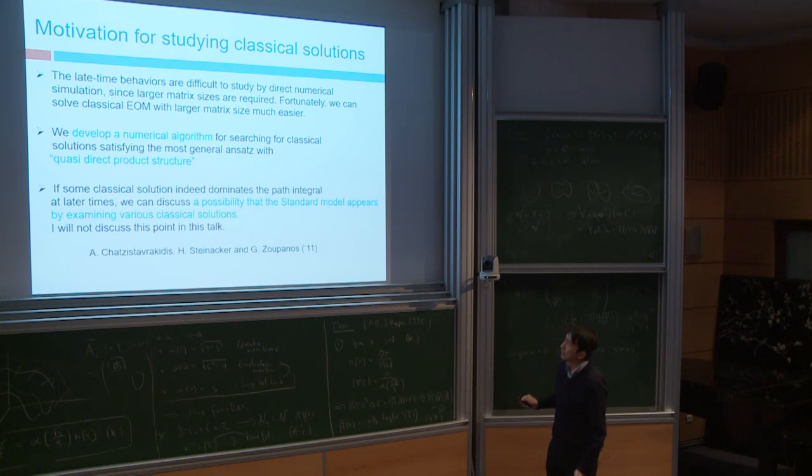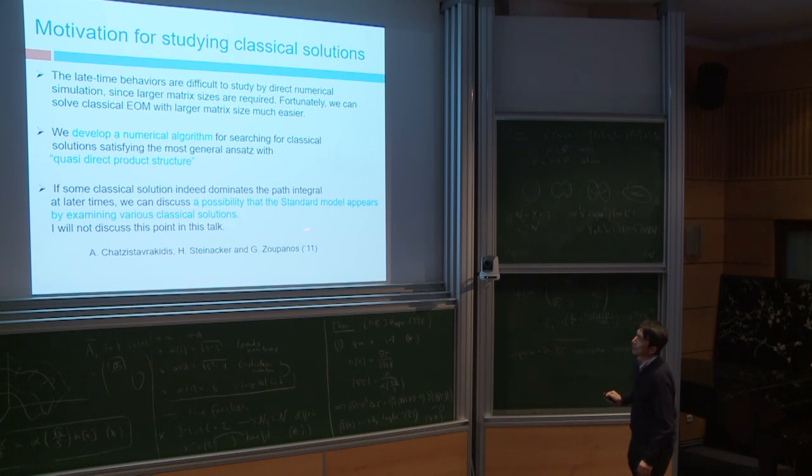If some classical solution indeed dominates the path integral at later times, we can discuss the possibility that the standard model appears or not by examining various classical solutions. But I will not discuss this point in this talk.